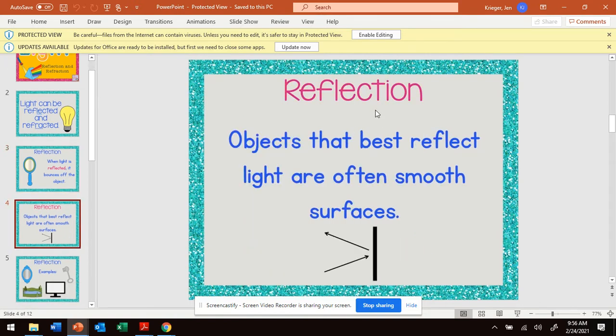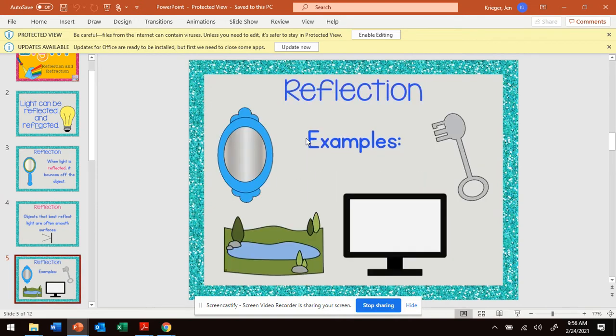In reflection, objects that best reflect light are usually smooth surfaces. Some clues there. Usually smooth. So the arrows are representing the light. See how it's traveling in a straight line, hits that object, and then it bounces off in a straight line as well. Usually smooth. Some examples of reflection, objects that reflect nicely.